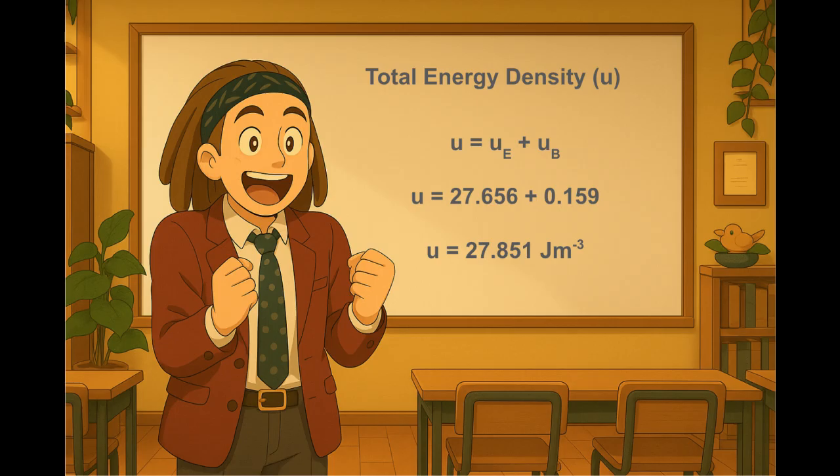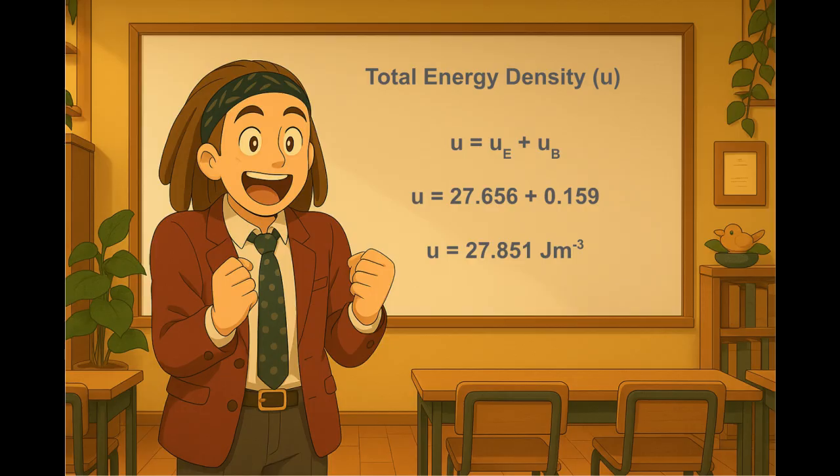Now for the magnetic field energy density, UB. UB equals 0.02 Tesla squared, divided by 2 multiplied by 4 pi times 10 to the power of minus 7 henries per meter. Calculating this, we find UB is approximately 0.159 joules per cubic meter.